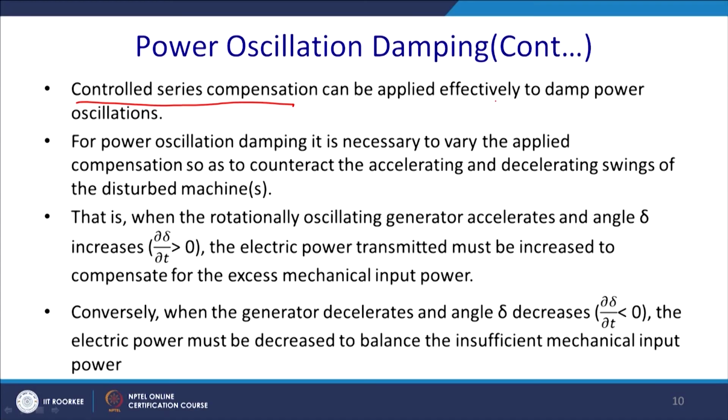Now, let us see that how it will actually damp out the power oscillation. That is also a very important aspect of it. The controlled series compensation we have seen also in case of the shunt compensation. Then let us see and compare with the series compensation. Controlled series compensation can be applied effectively to damp power oscillation.